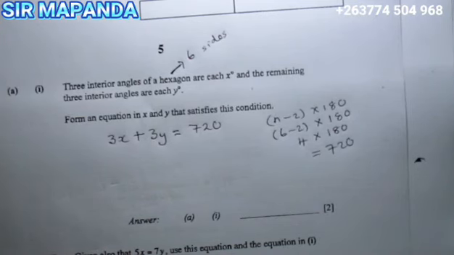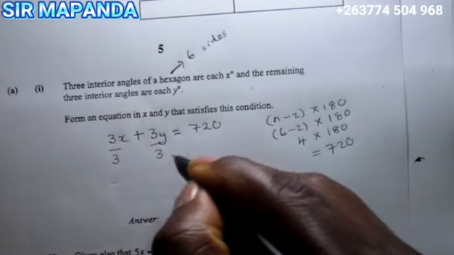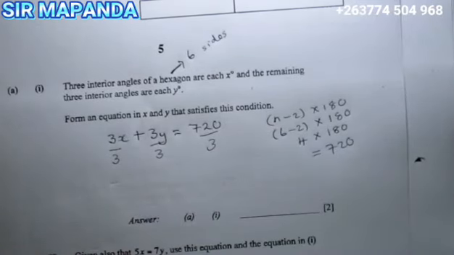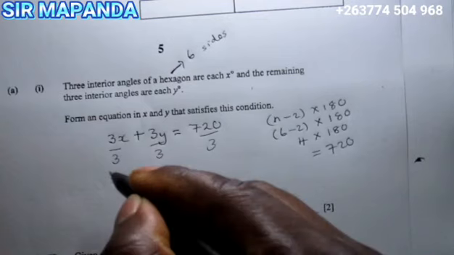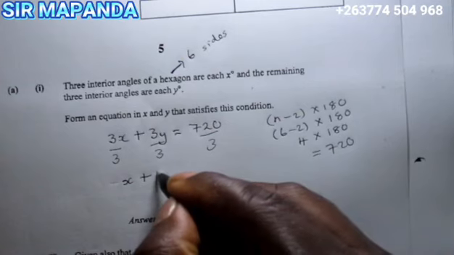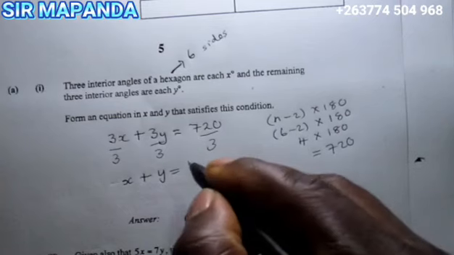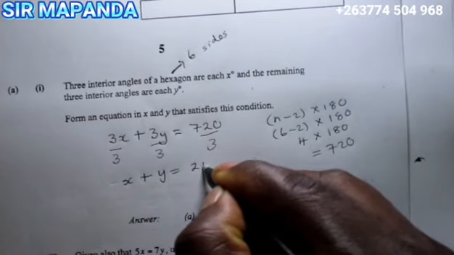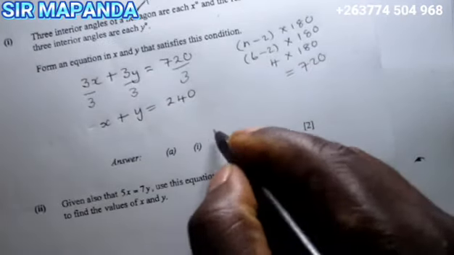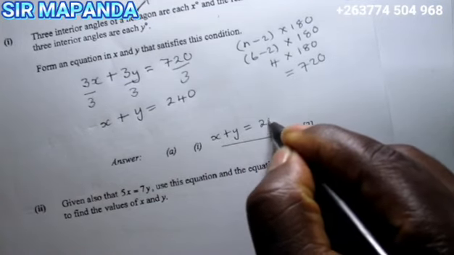But it can be reduced to its lowest terms, since you can see that 3 is a common factor. So you can divide each and every term by 3 to reduce your equation to its simplest form. 3 into 3x, you'll be left with x here. 3 into 3y, you'll be left with y here. Then 720 divided by 3, you get 240. So your final answer is x plus y equals 240.